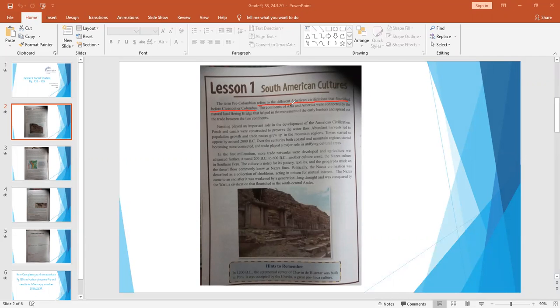The continents of Asia and America were connected by a natural land bridge that helped in the movement of the early hunters and spread out the trade between the two continents. So we must understand here that the continents of Asia and America were connected by a natural bridge, okay, that helped in the movement of trade between the two continents.